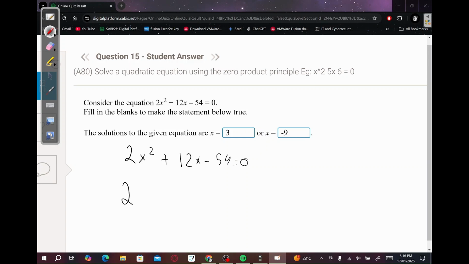So you take 2 out. They're all divisible by 2. Keep this in mind: divisible by 2, divisible by 2, divisible by 2. So we're going to take 2 out as a common factor. X squared plus 6x. What's 54 divided by 2? I think 36. No, it's going to be 27. Let me just make sure with a calculator. 54 divided by 2, 27. Yeah, minus 27 is equal to 0.